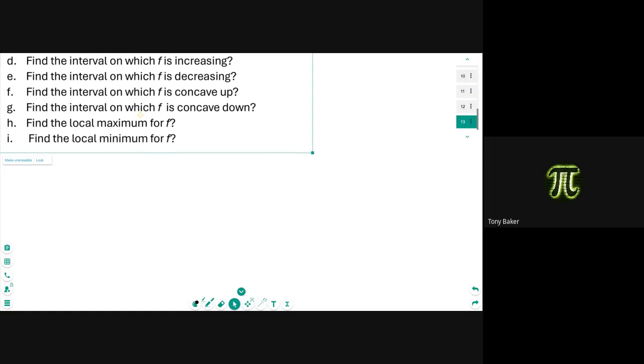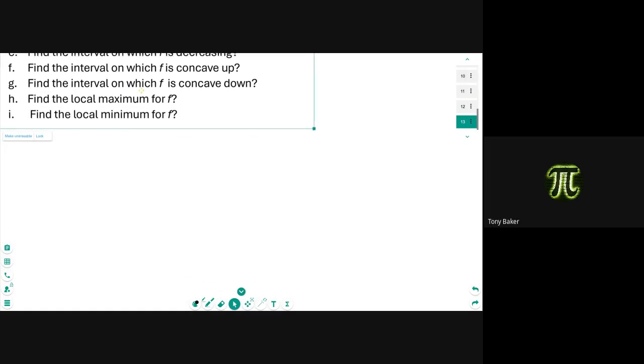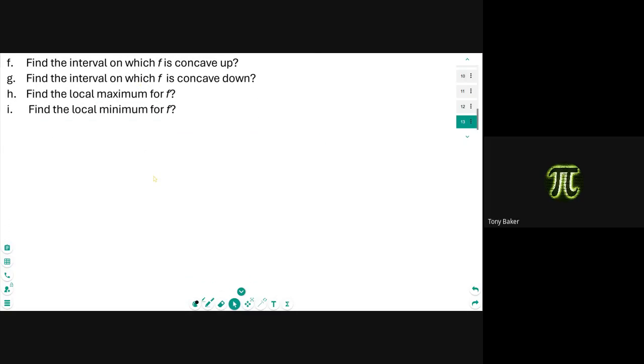Next, find the interval where it's concave up and concave down. So for this one, I need to find my second derivative. So we need to look at my first derivative, which I'll do the same thing I did before.